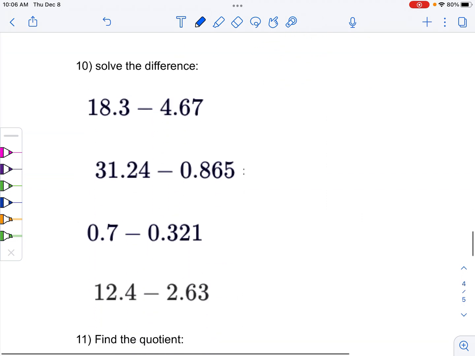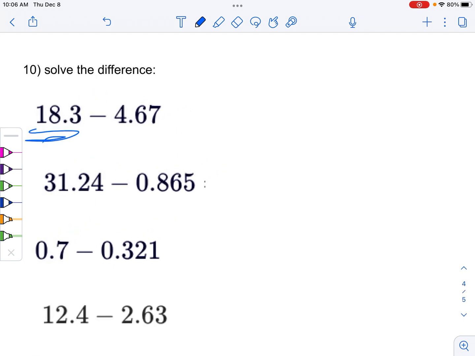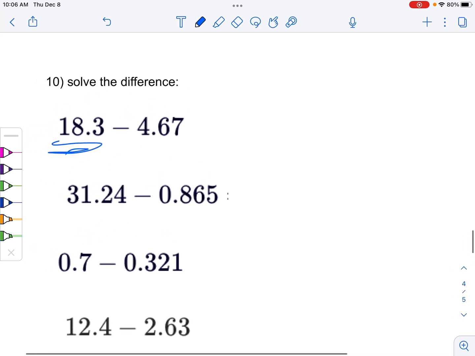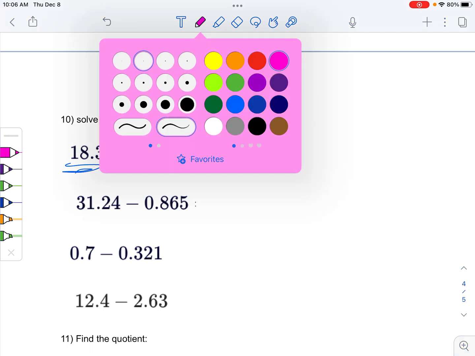What's next? What do we got? Subtraction, yay! All right, so this is similar to addition in the sense that you are lining up the decimals, but the first number is what you have, so that has to go on top. That is a requirement. All right, I'm going to start writing smaller because I need a lot of space to do this, and I'm going to go 18.3, 4.67. So on this guy, you might have to do a little bit of borrowing.